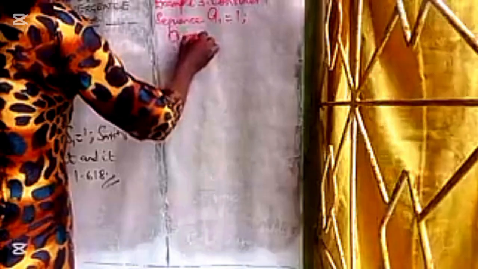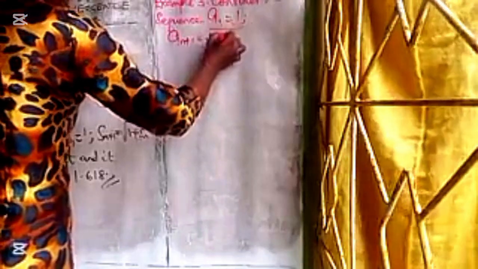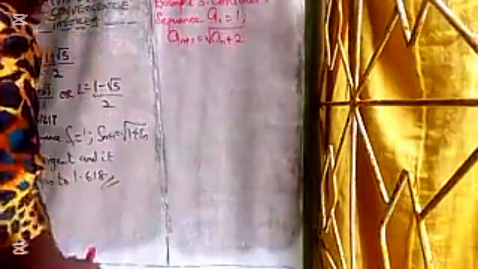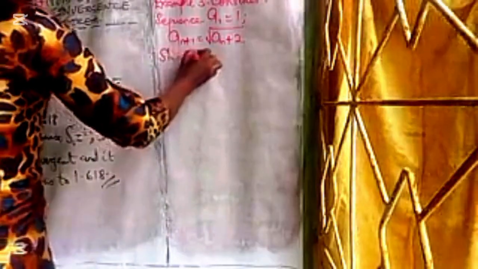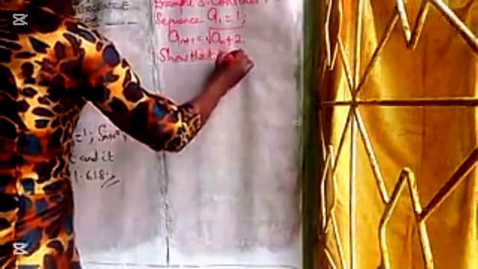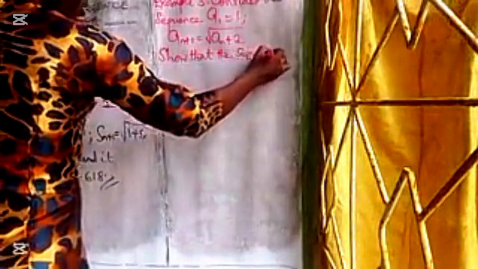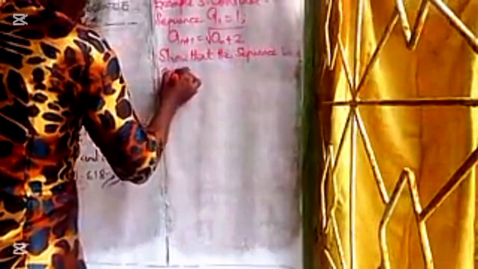Consider the sequence a1 is equal to 1 and a(n+1) equals the square root of a_n plus 2. Show that the sequence is convergent.